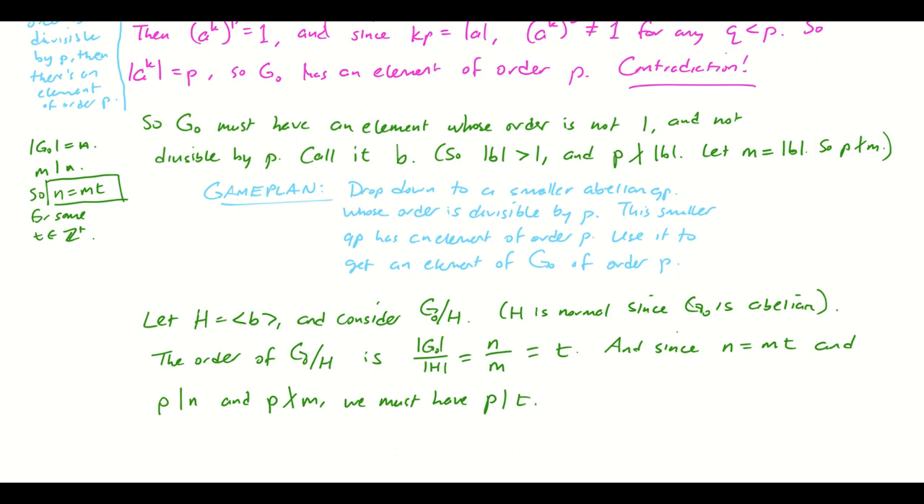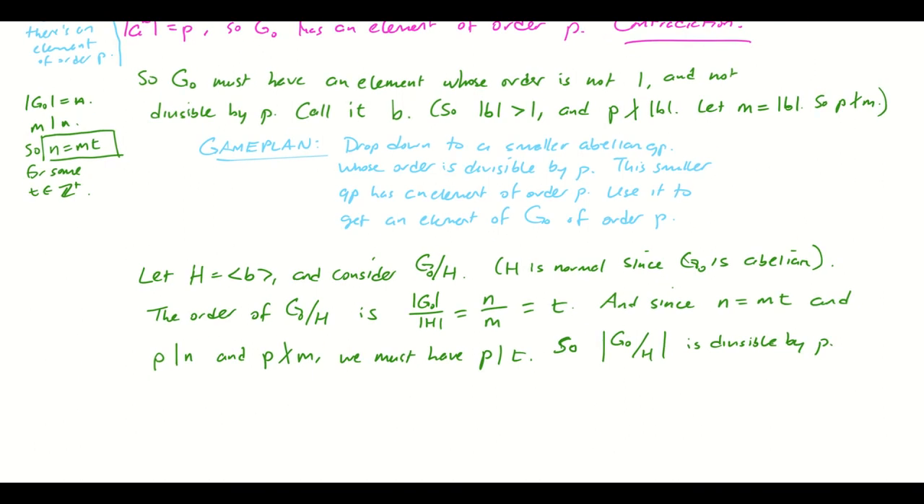Another way of looking at it that's a little bit more intuitive, and doesn't require quite as much formalism, is that I know the prime factorization of the order of my group contains a P. So if I haven't gotten rid of that by modding out B, whose order didn't have P in it, that means that what's left has to still have that factor of P in there. Okay, so in other words, the order of G naught mod H is divisible by P.